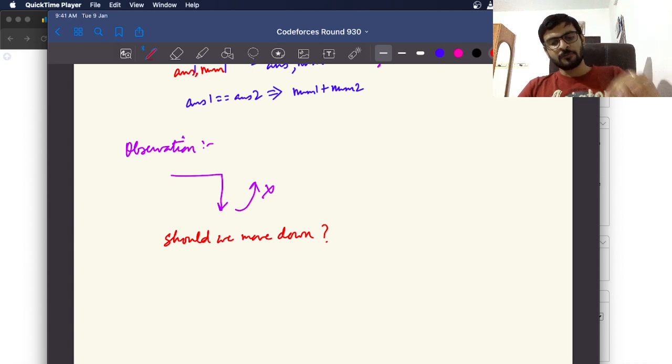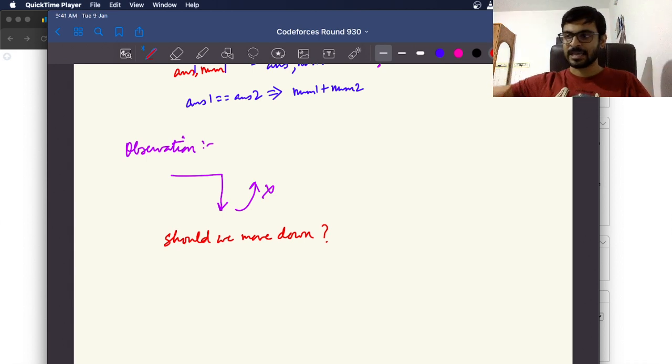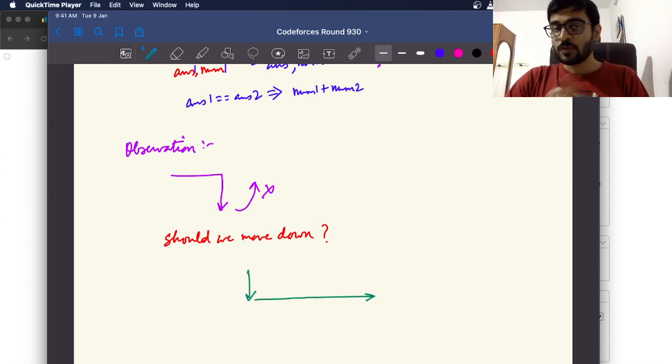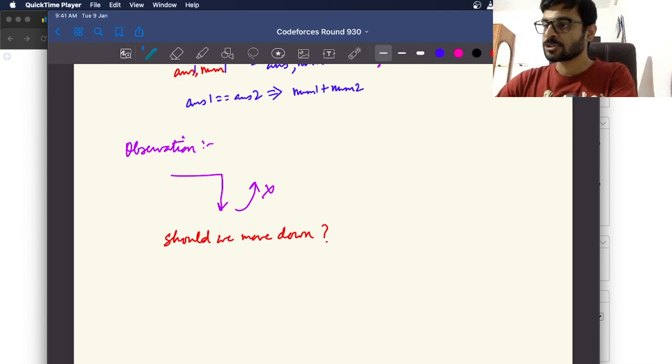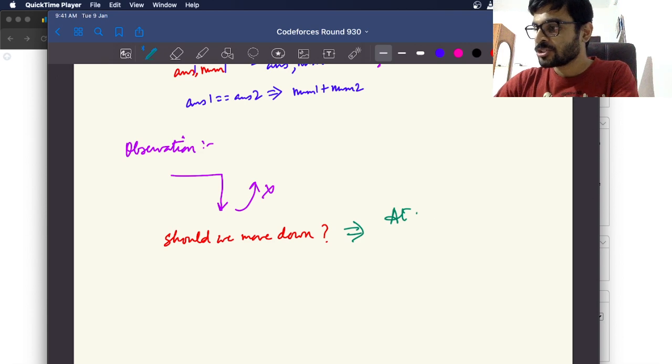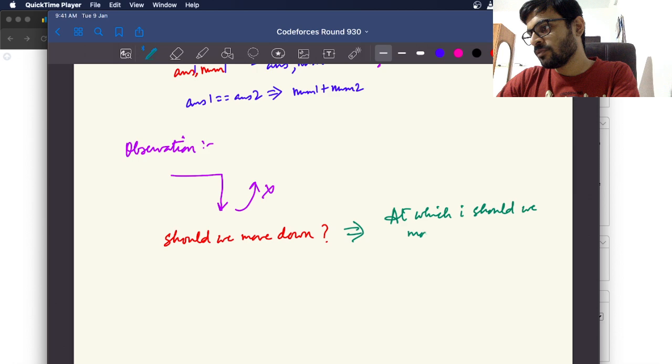If I decide that I'll move down, after that there is nothing to be decided. I just complete it that way. Which means the only question we need to answer is: at which index should we move down?